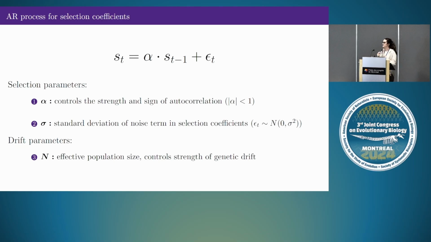And when we simulate trajectories using this and the Wright-Fisher model, there are 3 parameters that we've been tuning. Alpha will control the strength and sign of the autocorrelation. Sigma is the standard deviation of the noise term in the selection coefficients. So we've been focusing on normally distributed noise. And N is our effective population size. So that'll control the strength of genetic drift. And by changing these 3 parameters, we'll observe different levels of change to our maximum deviation distribution.